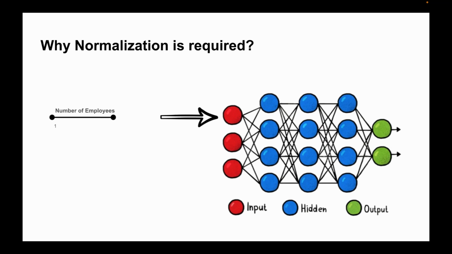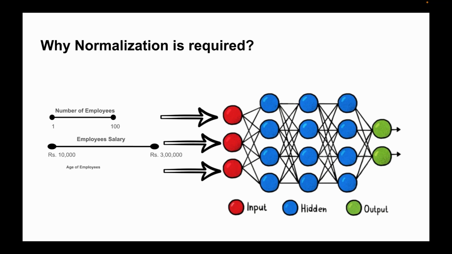The first feature is number of employees, which is ranging between 1 and 100. The second feature is salary of employees, which is ranging between rupees 10,000 and rupees 3 lakhs. Finally, the third feature is age of employees, ranging between 18 and 65.